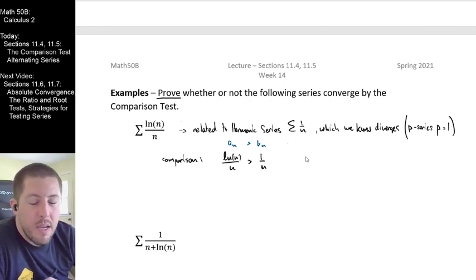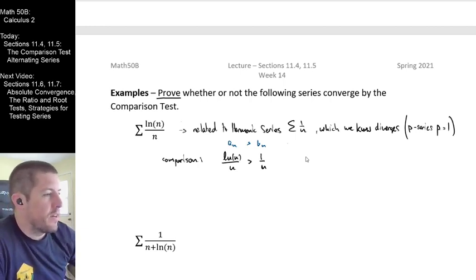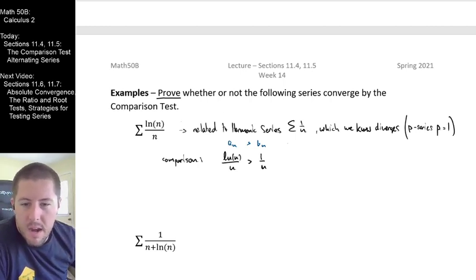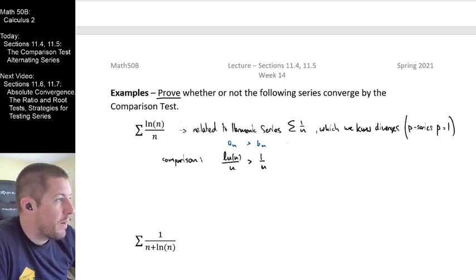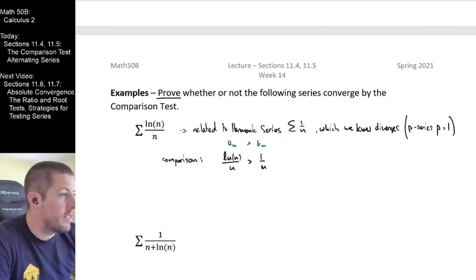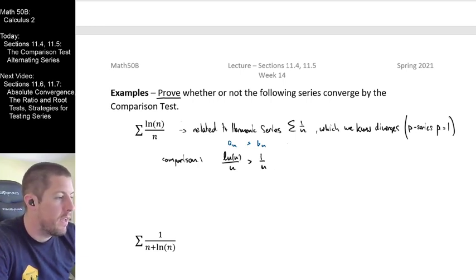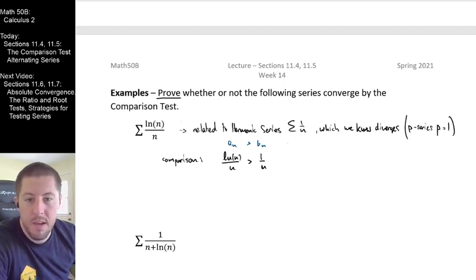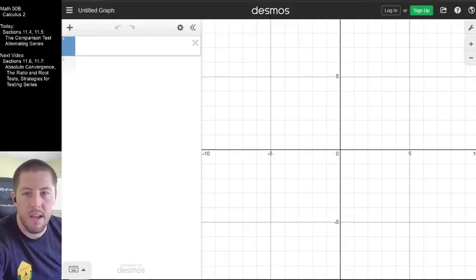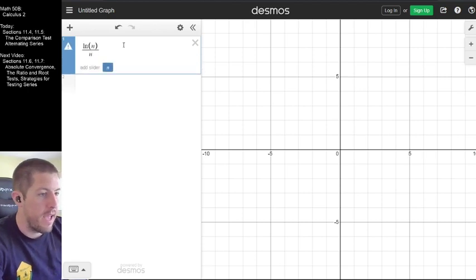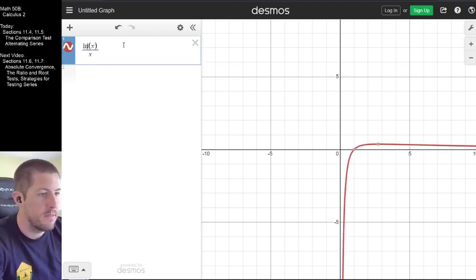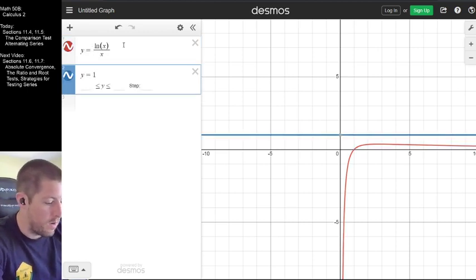If n is 3, I think we end up getting a legit comparison right here. Let's see, I'd like to double check this real quick because this obviously matters. If you can't tell me if a series converges, or if one function is above or below another, then you can't use this test. So I can look at natural log of n divided by n, and y equals 1 over n.